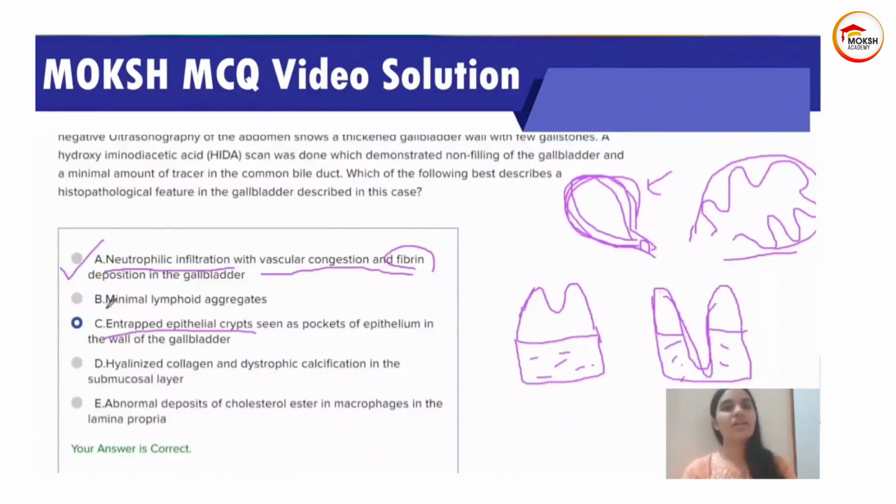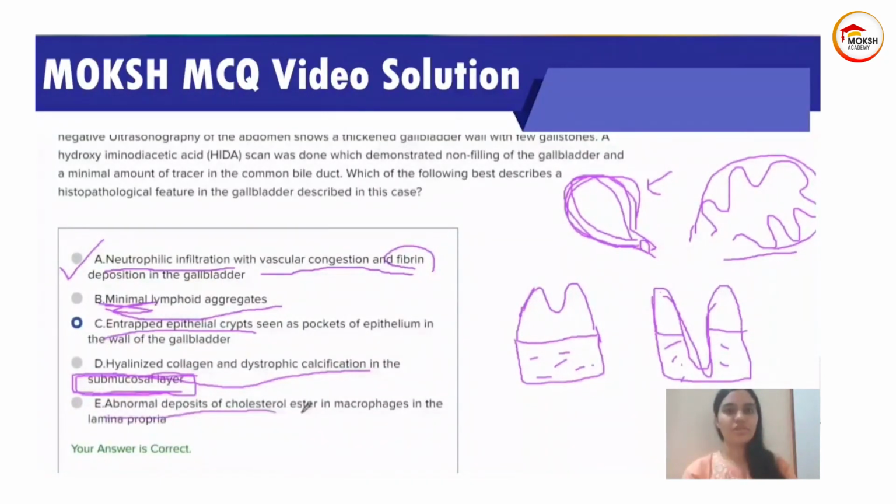Minimal lymphoid aggregates. Now here, even in case of chronic cholecystitis, there will be an increase in lymphoid aggregates, right? Because of inflammation, more lymphocytes will be called to the site of action. Minimal is wrong. There will be an increase in lymphoid aggregates to fight off the inflammation. Hyalinized collagen and dystrophic calcification in the submucosal layer. Now, why is this option wrong? Do you know? Look at this. There is no submucosal layer, if you remember, in the gallbladder. So this option is wrong.